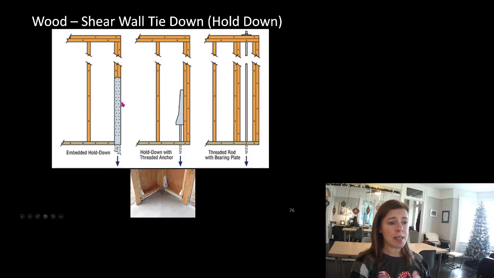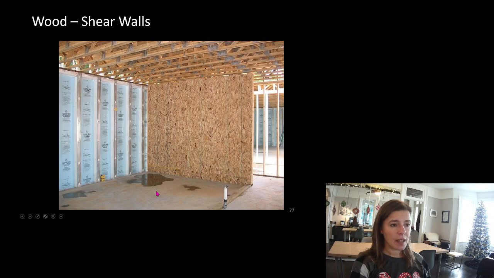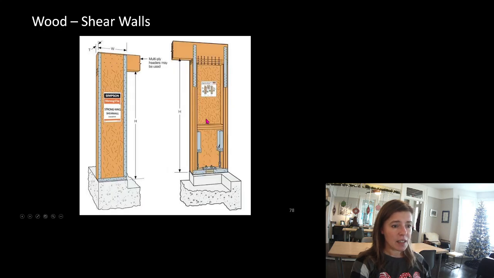So here's just what some of those tie downs look like. And I think I had shown you guys a picture of this previously as well. So some wood shear walls. You can see they've even marked off where the studs are. You can even sometimes buy pre-engineered systems for your wood shear walls. And you can see they've included all of the hardware and it comes as a panelized system.